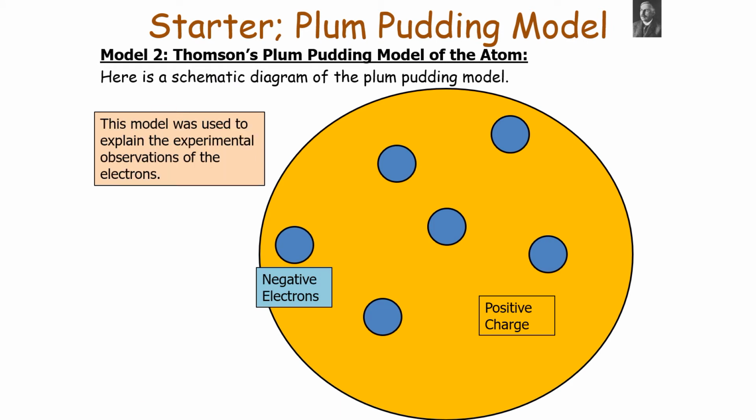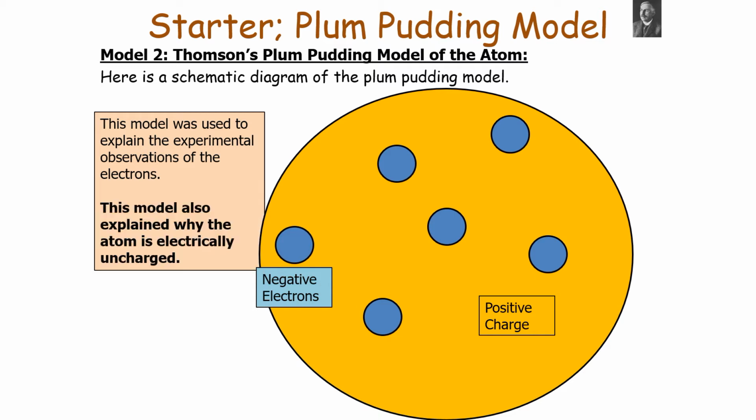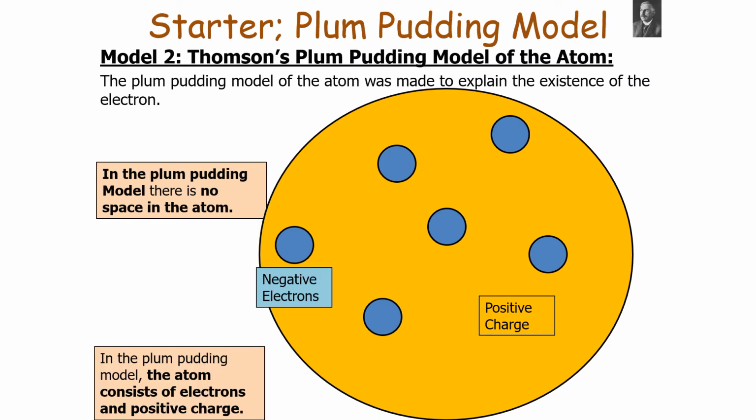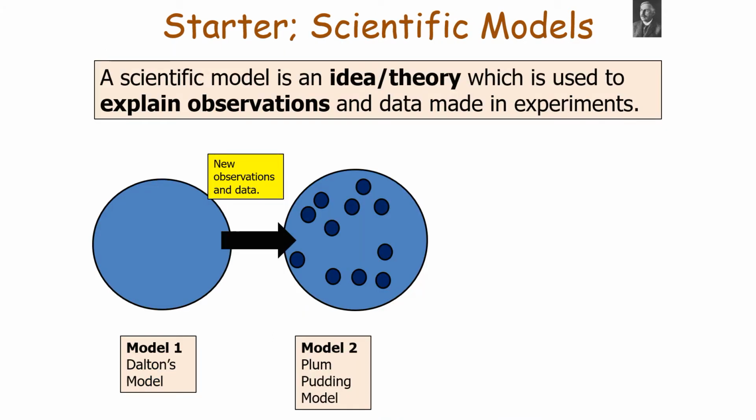And this model was used to explain the experimental observation of the electron. And this model also explained why the atom is electrically neutral. It's not charged because the positive charge and the negative electrons will cancel each other out. So our plum pudding model is an atom consisting of electrons embedded in positive charge.